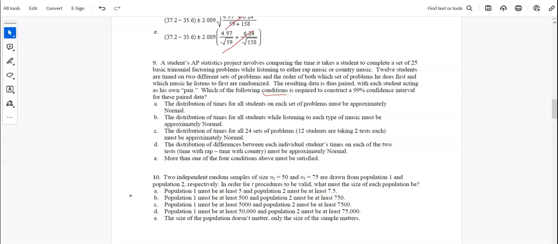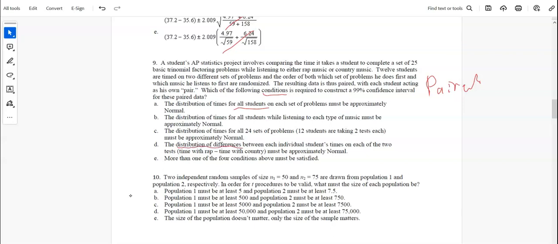Okay, so this is paired, right? Let's just talk about what this is. So this is paired. It's a tough one. I did think of all students, so it must be approximately normal. I don't think we need that. We need the differences to be normal. The differences, that's what we're looking for.